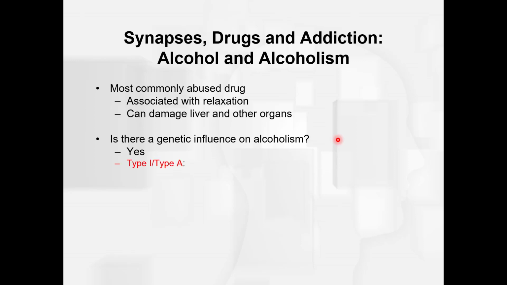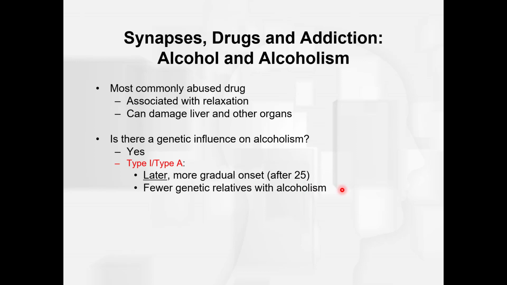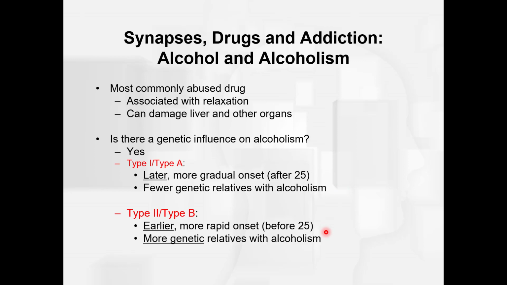Type 1 or type A alcoholism, as it would be classified, has a later, more gradual onset after the age of 25, and seems to have fewer genetic relatives with alcoholism. So again, it's those events that happen in life that cause the drinking to get out of hand, and then the alcoholism sets in. Type 2 or type B is an earlier, more rapid onset before the age of 25. This seems to have more genetic relatives with alcoholism, and men seem to outnumber women with this type. This is just one way of classifying alcoholism. And again, the similarity is that early onset of the disease seems to have more of a genetic component than a later onset.